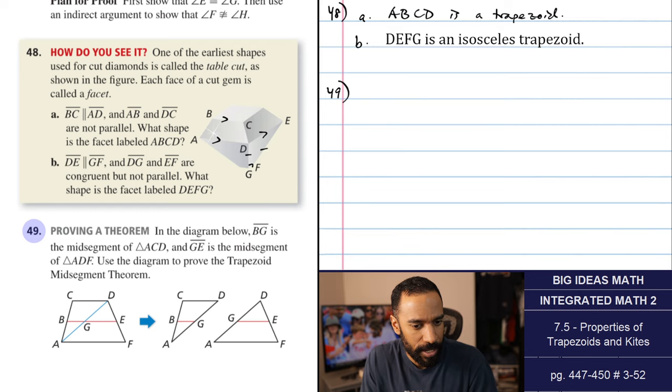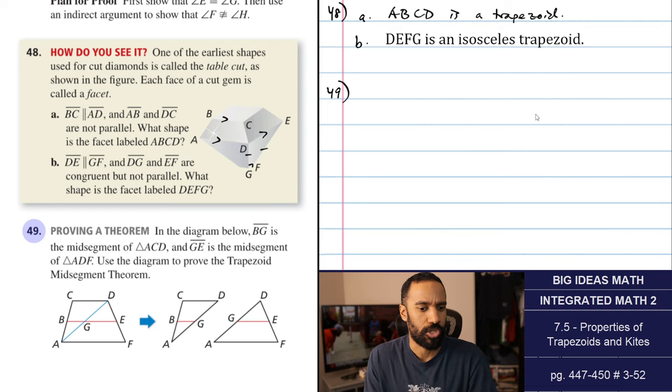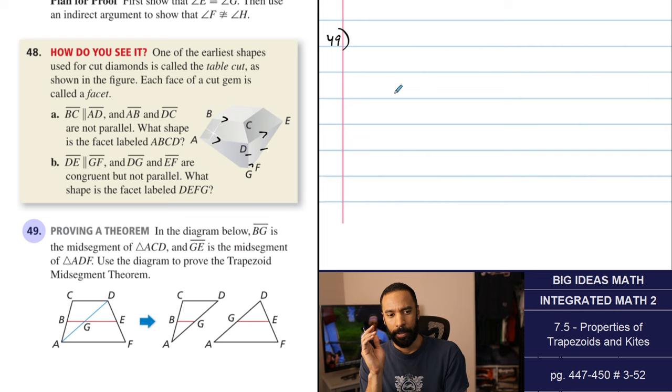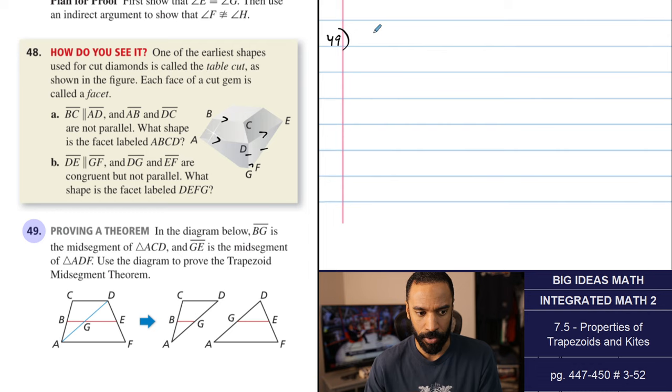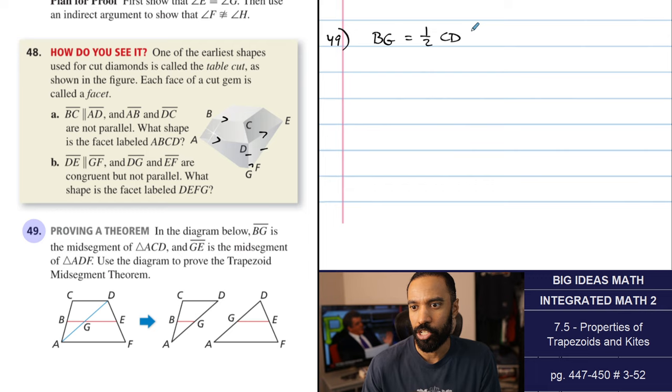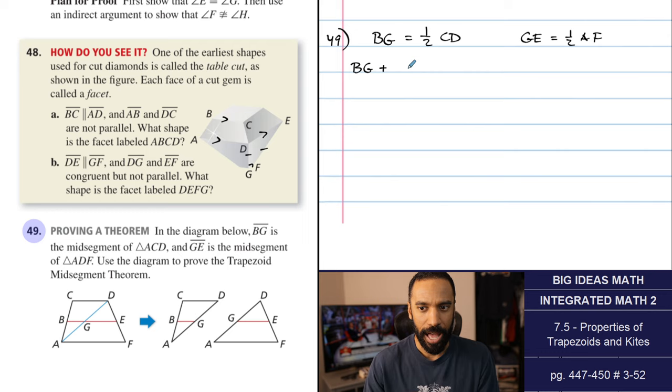Well, there are two. Okay, so I don't know if we have to do a two-column proof. I'm not going to really try to. But the trapezoid mid-segment theorem can, I guess, go based off the triangle mid-segment theorem. So in this case here, because of the diagrams, guys, if you remember the triangle mid-segment theorem, BG is half the length of CD. And GE here is going to be half the length of AF. Now BG plus, oh, this is easy. BG plus GE together make BE.